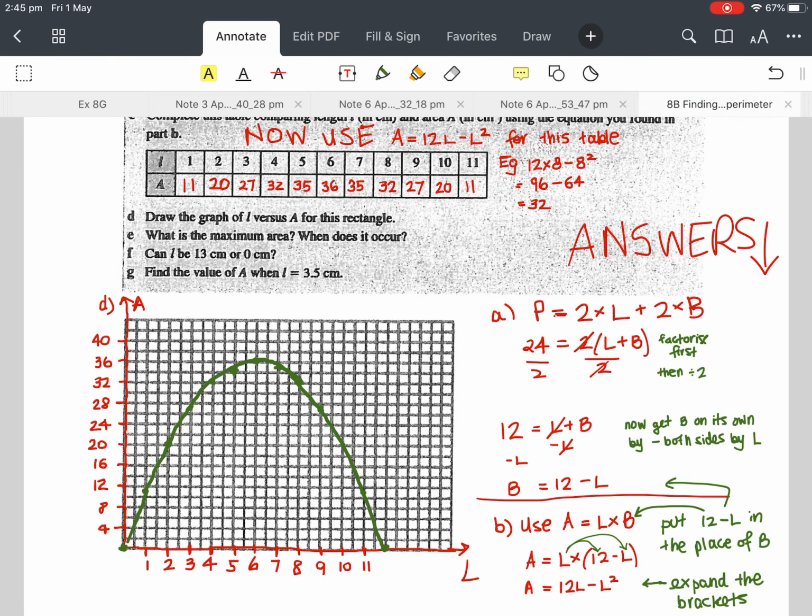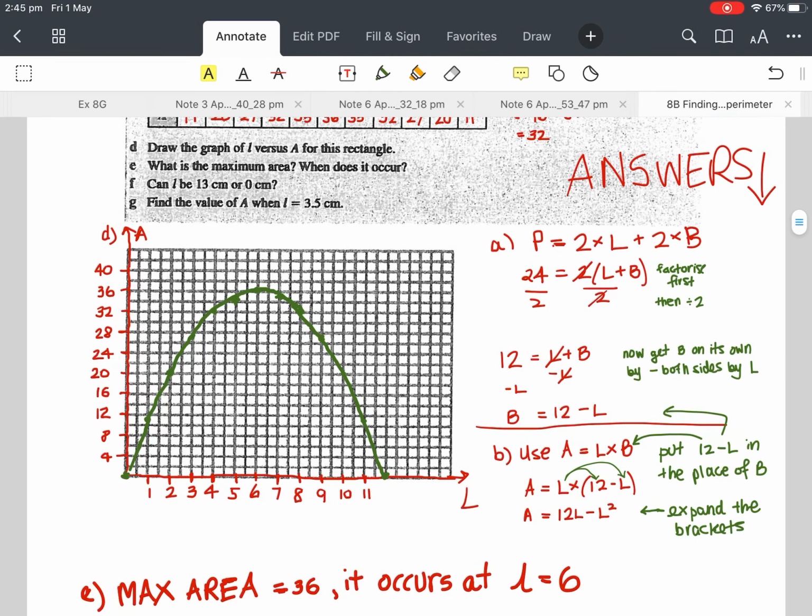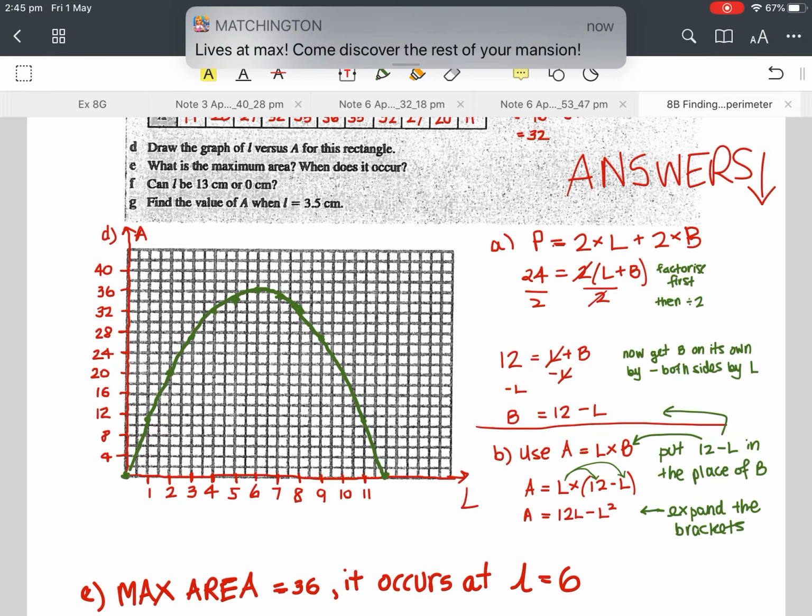Question E now wants to know what the maximum area is. Let's hope I did that. Oh, there we go, beautiful. Maximum area will be the tip or the top of the parabola. So I found that the maximum area was 36. So remember, the y-axis is your area, the x-axis is your length, and it occurs at L equals 6. Didn't actually ask for that, but that's all right.